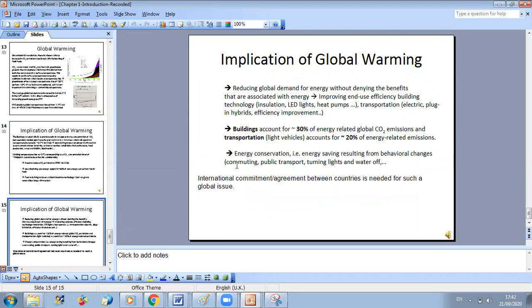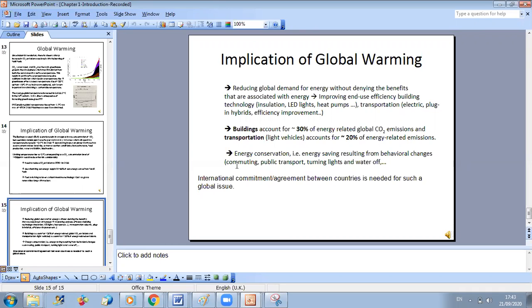Now, reducing global warming is a demand for energy without denying the benefits that are associated with it. So we should reduce CO2 emissions, but not to the extent of reducing energy consumption. So we should go to energy strategies that will not lead to CO2 emissions. Now, currently, buildings account for 30% of energy-related global CO2 emissions, and transportation accounts for 20% of energy-related emissions.